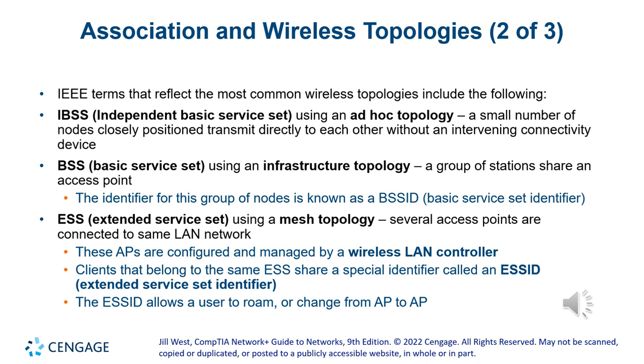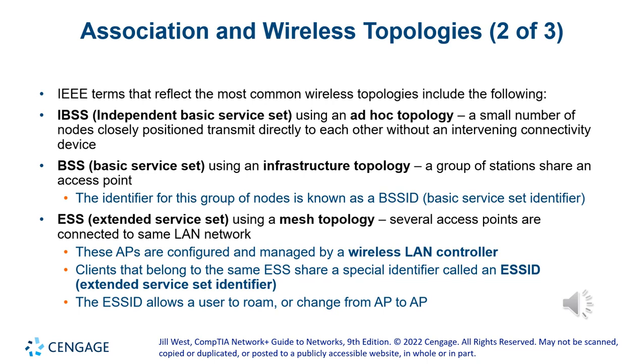They share the same ESS ID to show that they're all part of the same ESS. So it is all these access points that belong to one network. This could be a mesh where they're all in different places, but they're all working together. Whereas the BSS, the basic service set, is you and all the other users sharing the same access point on the same SSID.